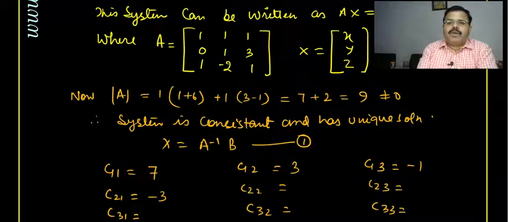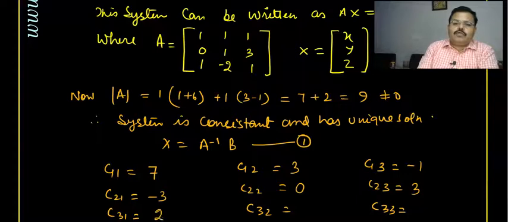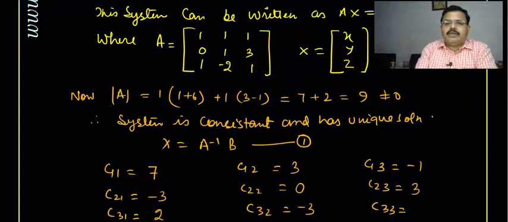This cancels, what will happen? 1 multiply by 1 is 1, 1 minus 1 is 0. And now C23, this cancels, minus 2, minus 1, minus 3, but the sign will change, so it will be 3. Now the third row and first column, so this cancels, 3 minus 1, that is 2. And now this cancels, 3 minus 0, that is 3, but the sign will change, so it will be minus 3. Third row, third column, so 1 minus 0, that is 1.